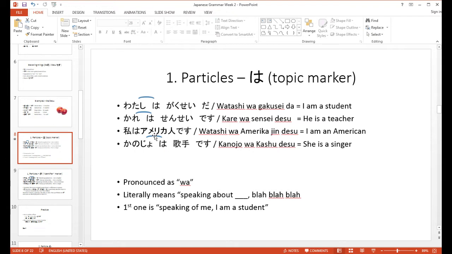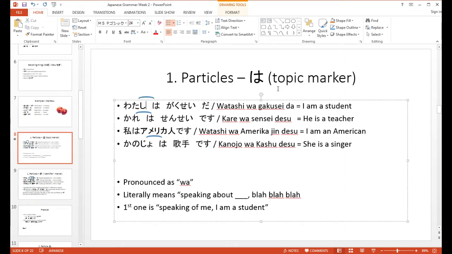Particles always act on the word that comes before them. So you see these blue lines here. I just want to use that to show you that it acts on the word before them. So for example, the wa, the topic marker. If you see a wa, then the word before it is the topic. The topic being what the sentence is talking about.